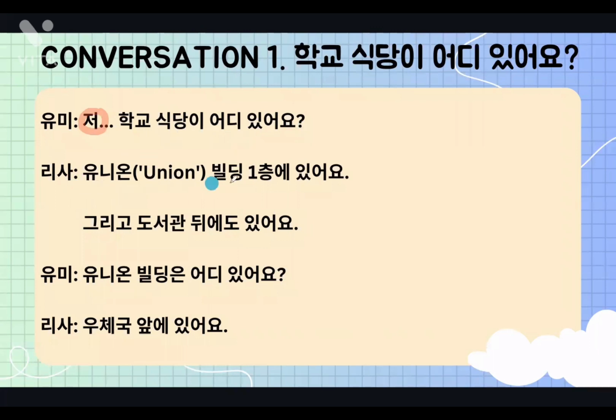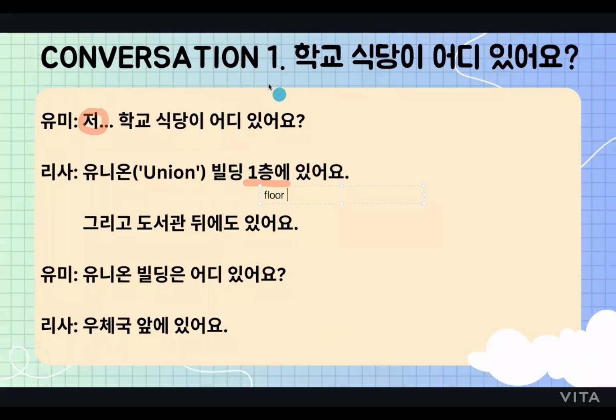Lisa, 유니온 빌딩 1층에 있어요. 자, Lisa says, 유니온 빌딩 1층에 있어요. 자, 여러분, look at this part. 1층. 자, what is the 1층? 층 means floor. So 1층 means what? 그렇죠. First floor가 되겠죠. So Lisa said it's on the first floor of the Union Building. 그렇죠? Korean people also say building as building. So you can just say building.